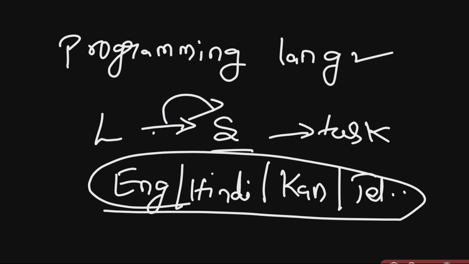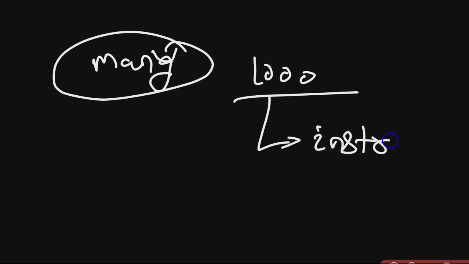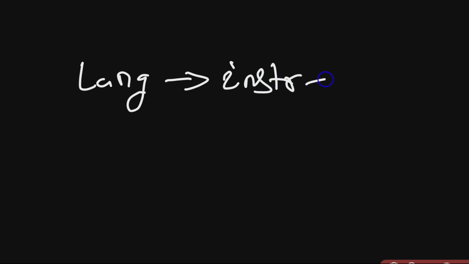In the same way, in our computer science, we have many programming languages. We have hundreds of thousands of programming languages. Using these programming languages, we are going to give instructions to the computer. So what do you mean by programming languages? Programming languages are the languages which are used to give instructions to our computer or to our machines.